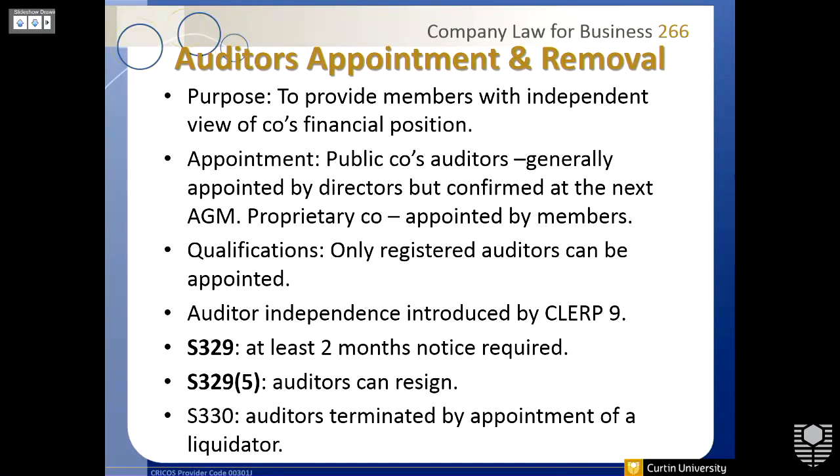At least 2 months' notice is required when the auditor is to be removed, and auditors can resign by serving notice. Once they want to remove an auditor, this has to be reported to ASIC, and ASIC's consent should be obtained when you are planning to remove an auditor. You can't just remove an auditor as and when you feel like it. All right? Auditors are terminated by the appointment of a liquidator.